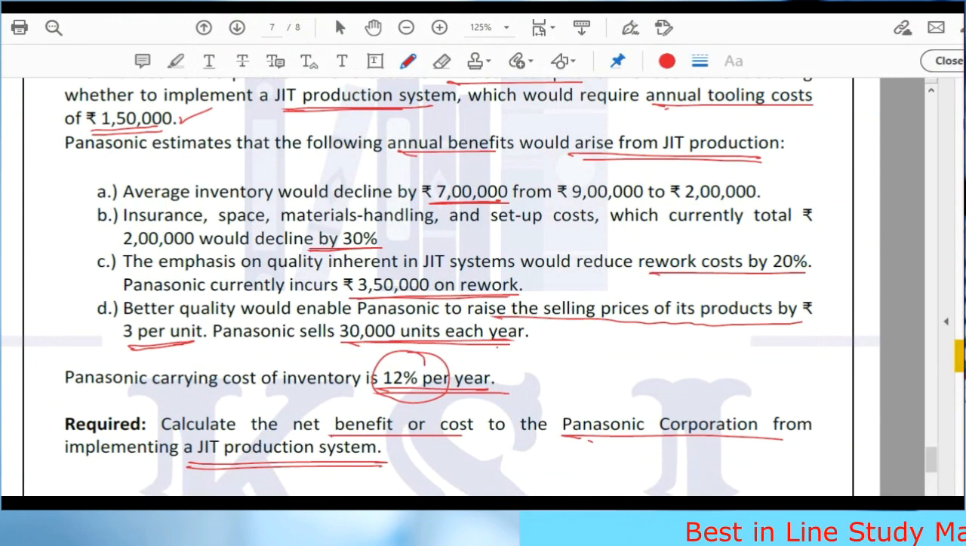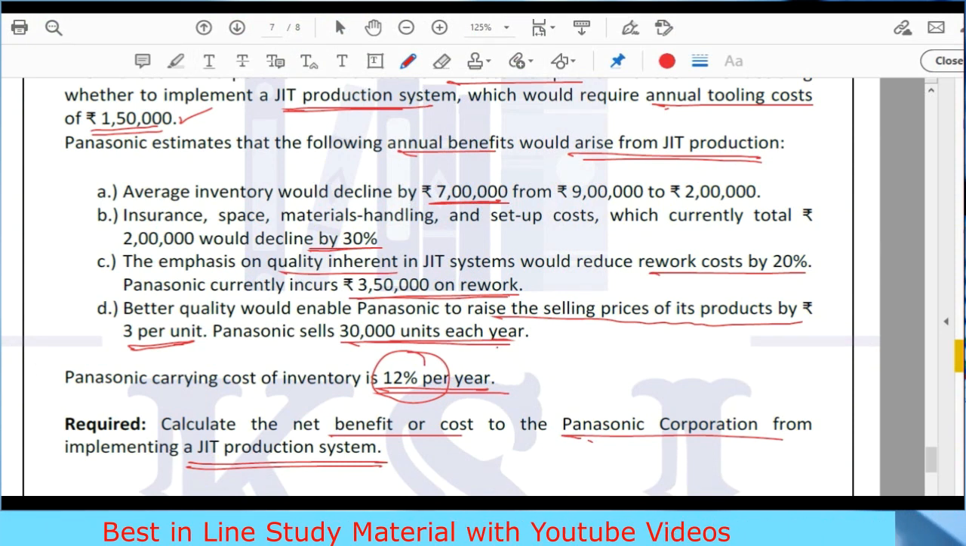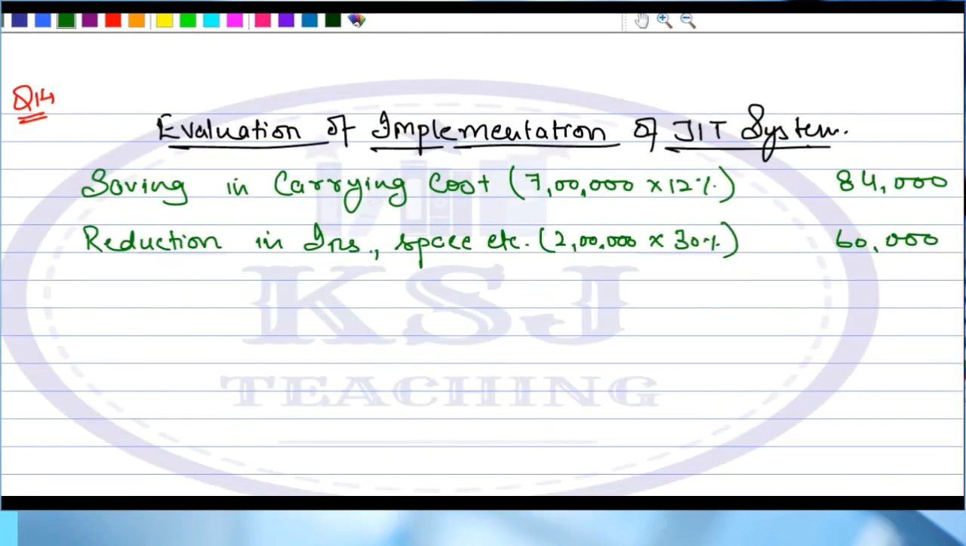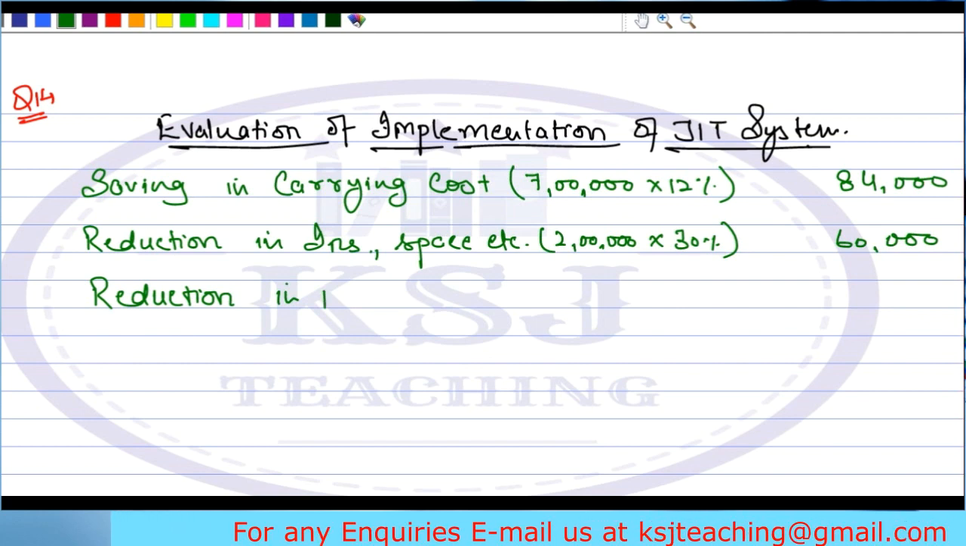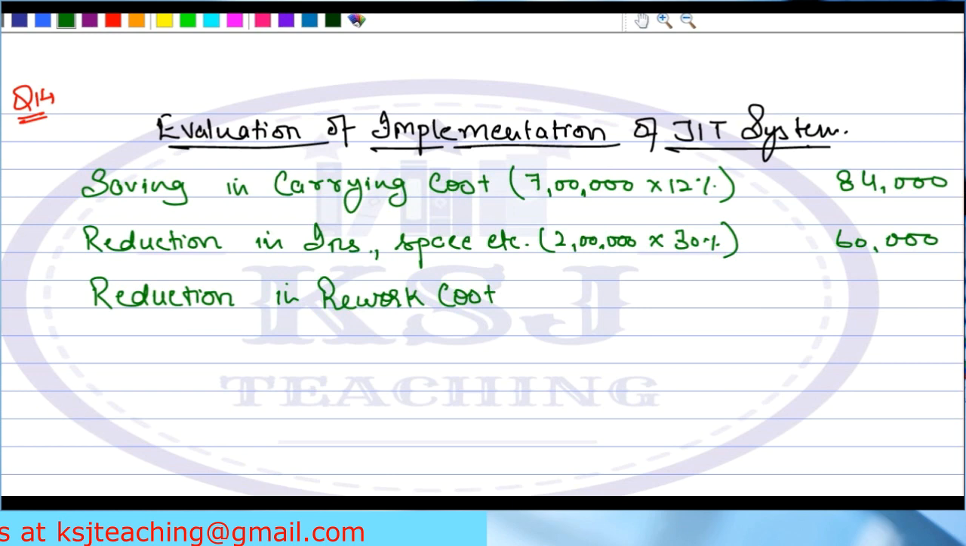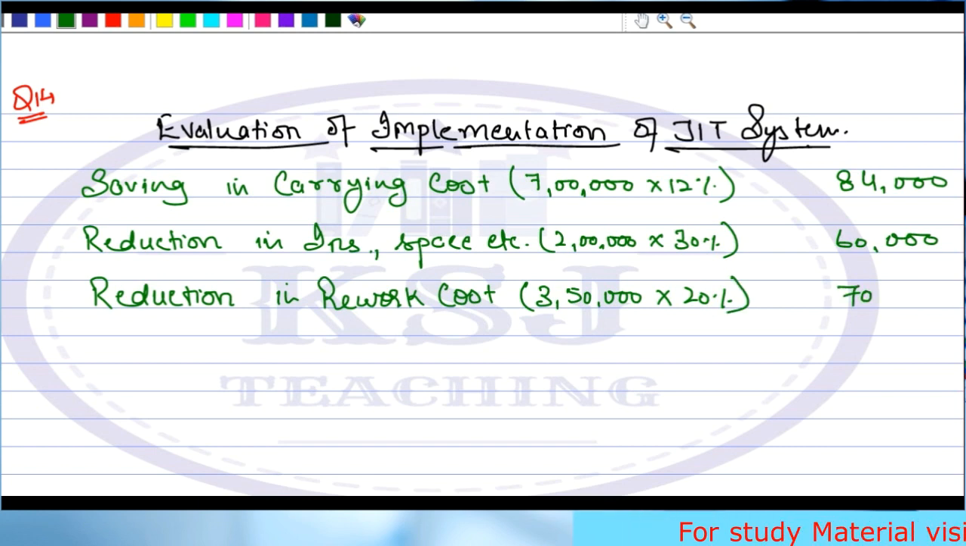What is the next saving? The next saving is that the emphasis on quality inherent in the JIT will reduce the rework cost. Rework cost will reduce by 20%. That means 20% of 3,50,000. Reduction in rework cost, that is 3,50,000 multiplied by 20% reduction, that is 70,000 rupees.